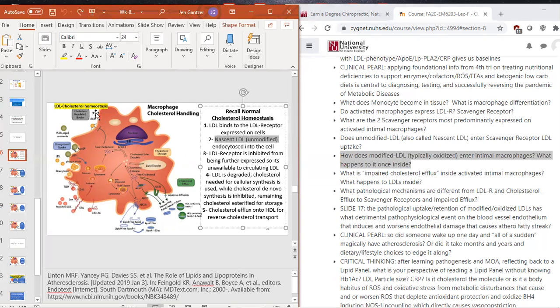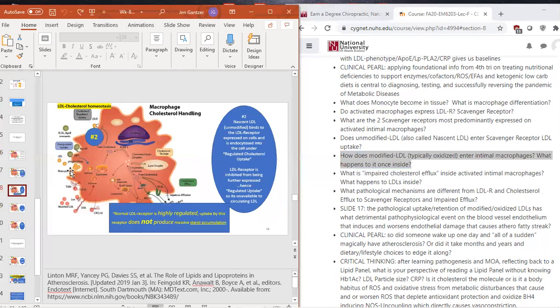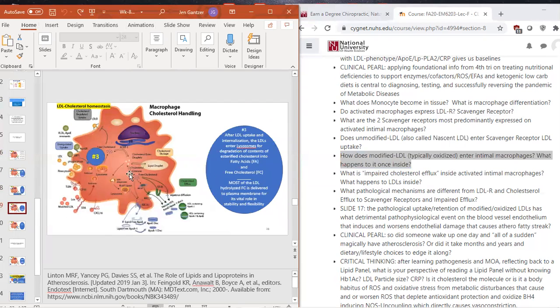That whole complex that just got endocytosed is then going to go into the lysosome, and the lysosome is then going to degrade the whole thing. The entire LDL particle, all of the phospholipids on the outside, all of the cholesterol on the inside, plus the ApoB100, all gets recycled in the lysosome. You know what else gets recycled in there? The LDL receptor. So the whole thing gets broken down. This is normal. This is called regulated LDL uptake.